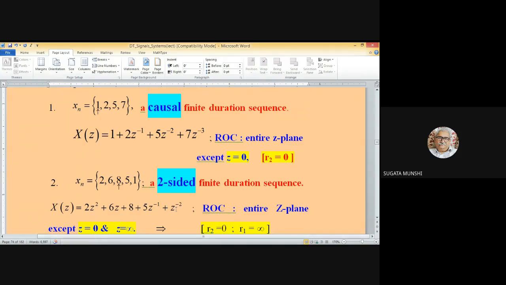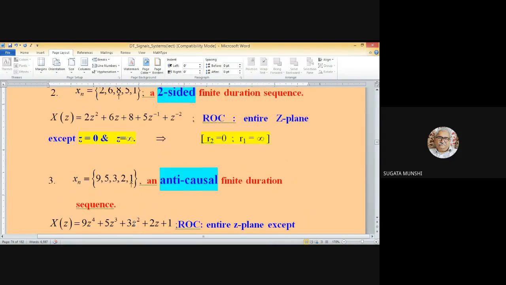So at z equal to 0, both these terms will become infinite. So magnitude of X(z) will be infinite. So z equal to 0 cannot be in the ROC. Similarly, if you consider those terms, this is 2z square, this is 6z. At z equal to infinity, both of those terms will become infinite. So magnitude of X(z) for z equal to infinity will become infinite. So z equal to infinity can also not be a part of the ROC. That's why I have written excluding z equal to 0 and z equal to infinity. All right.